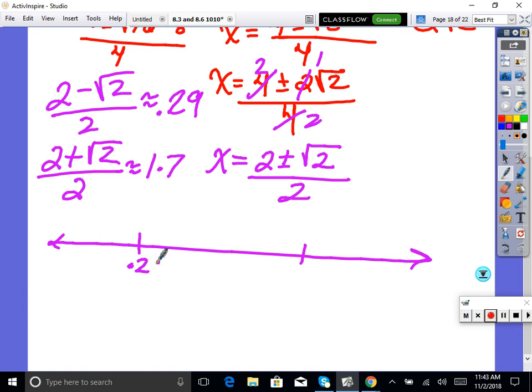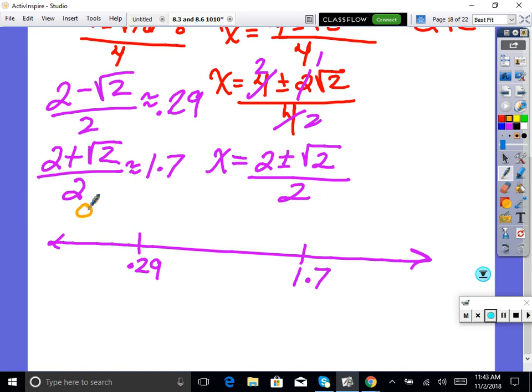Obviously 0.29 is smaller, right? 0.29, and then 1.7 is larger. So no negatives here. That's okay though. So let's start plugging in values. This will be easy though. A number below 0.29, maybe 0.